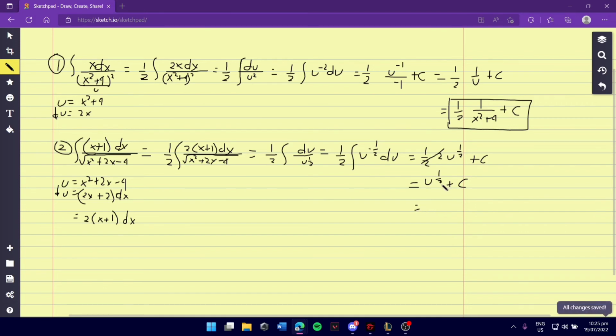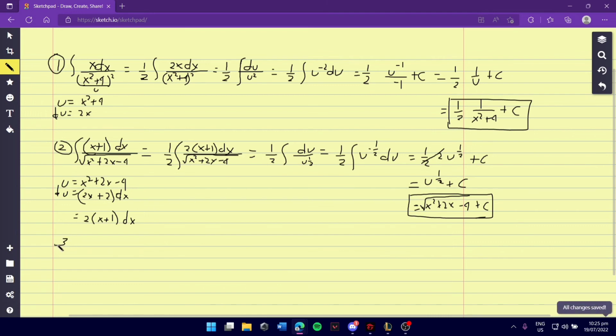So distribute the value of u. Then you can convert the 1 half back to the square root sign. So u here is x squared plus 2x minus 4 plus c. So you can convert it back to the square root sign, or not. It depends: if it is multiple choice, the choices may be in 1 half or in root form. So this is your final answer.